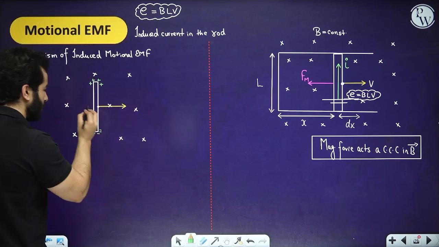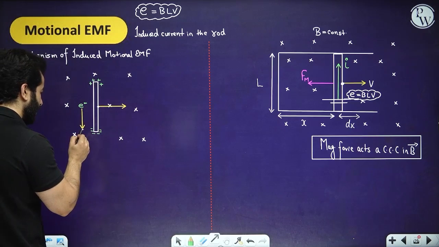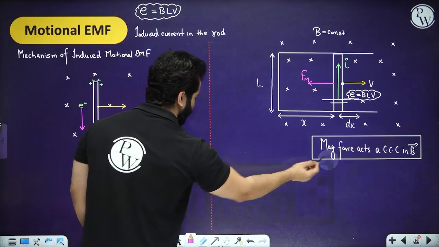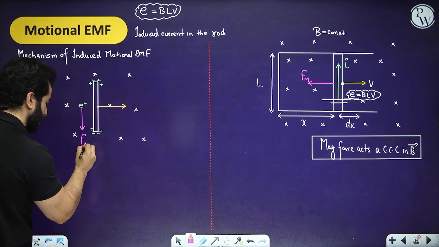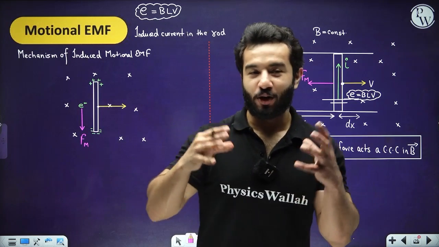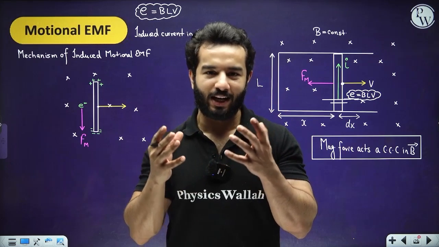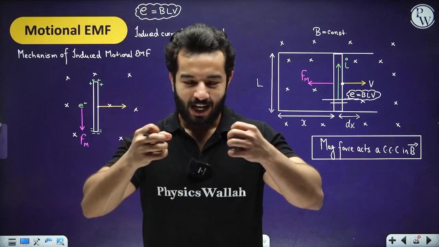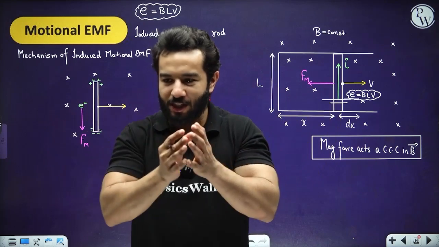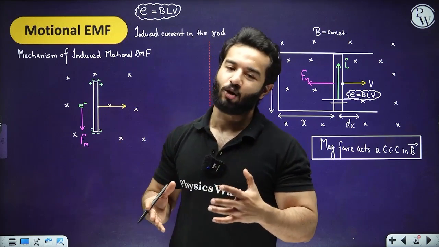So on an electron, magnetic force acts in the downward direction. This is the magnetic force we are talking about, which is nothing but qv cross B. This magnetic force is the same kind of force we talk about in batteries. This is the driving force. It is making the charges move away from each other. It is separating the charges, and that's why we always talk about EMF in this electromagnetic induction chapter.